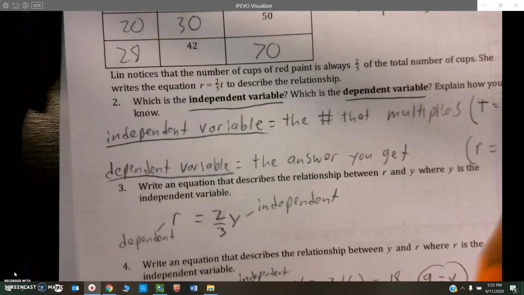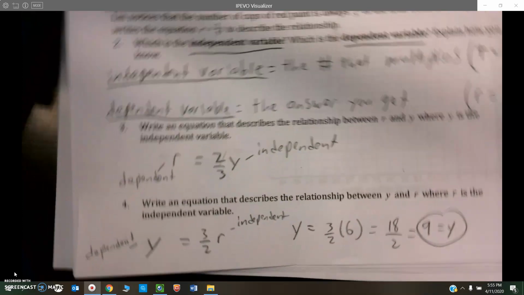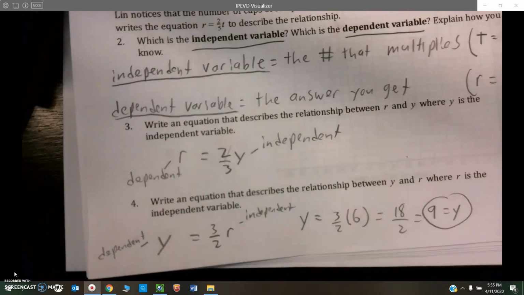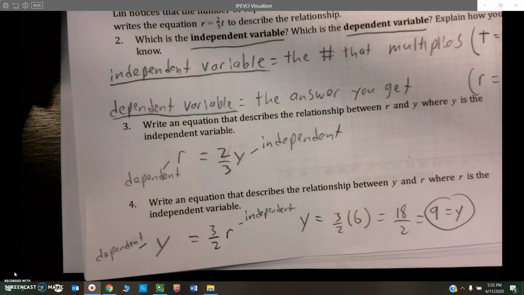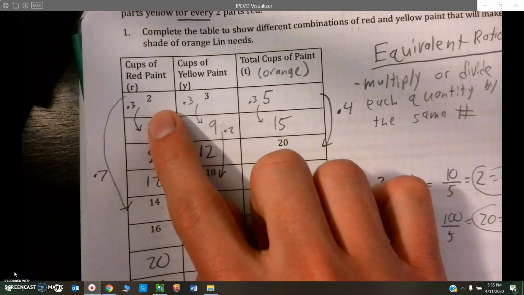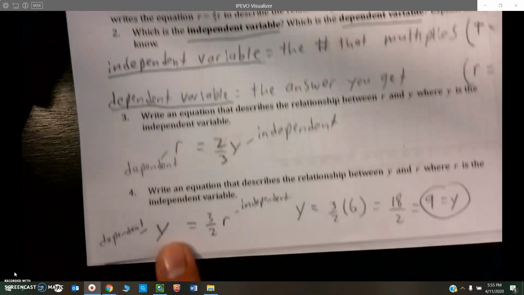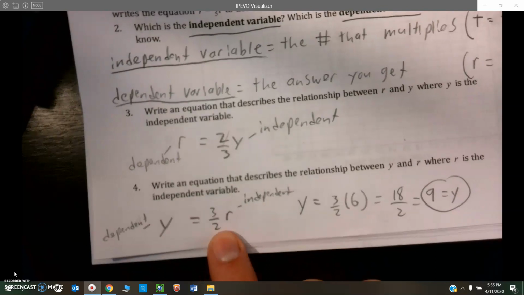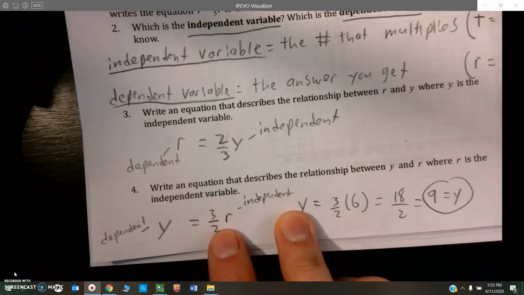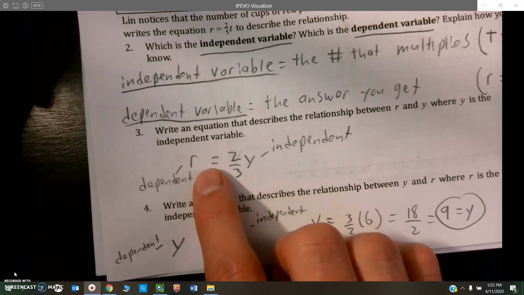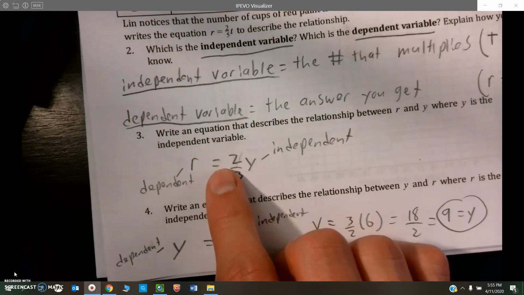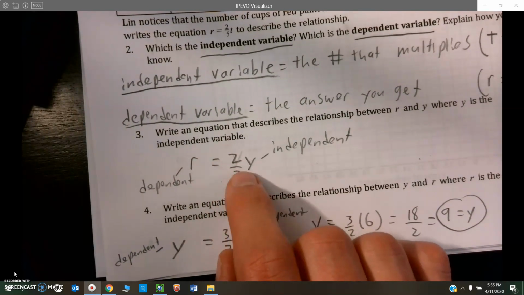Okay, so these are variable equations that I can use instead of ratios to solve all of these problems. So it's important to note that yellow is always more than red. So that's why y is 3/2 of r, right? 3/2 is greater than 1, whereas r, which is always less than y, is a fraction of y. 2/3 is smaller than 1.